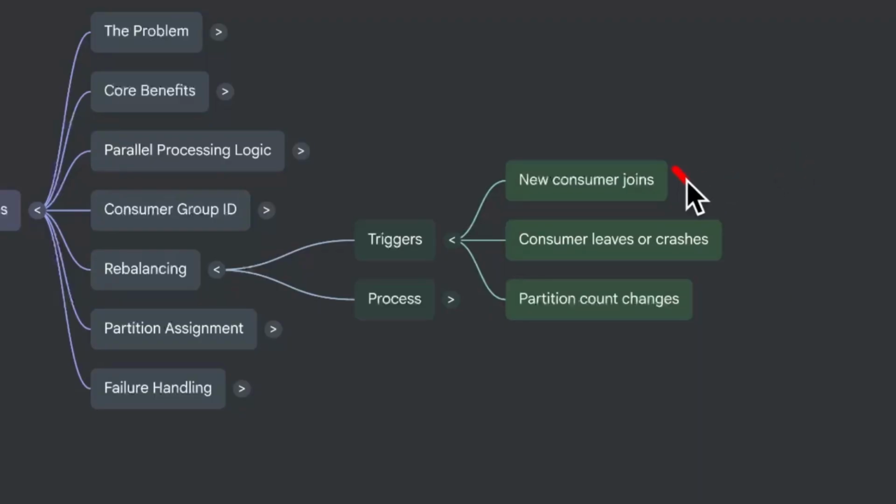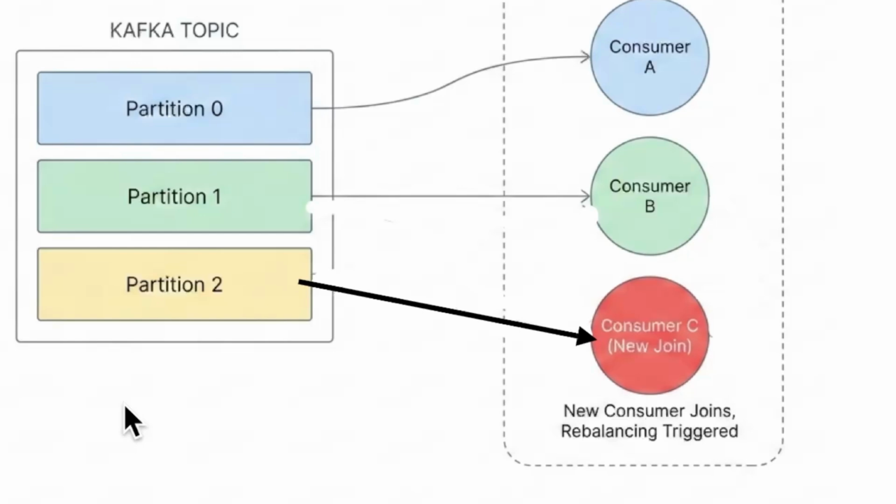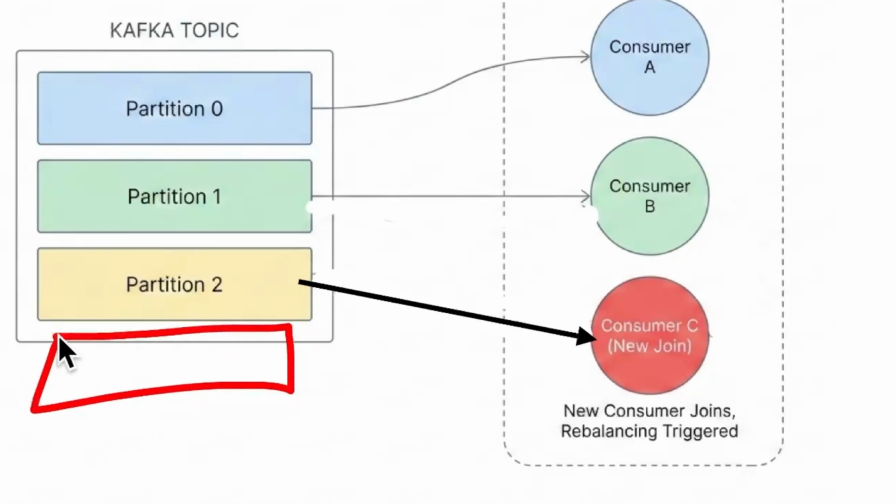Now we have seen when a new consumer joins, Kafka issues a rebalance. When a consumer leaves, Kafka issues a rebalance. When the partition count changes, Kafka will also issue a rebalance. That means now another partition gets created here. So Kafka will reassign the partitions to the existing consumers.